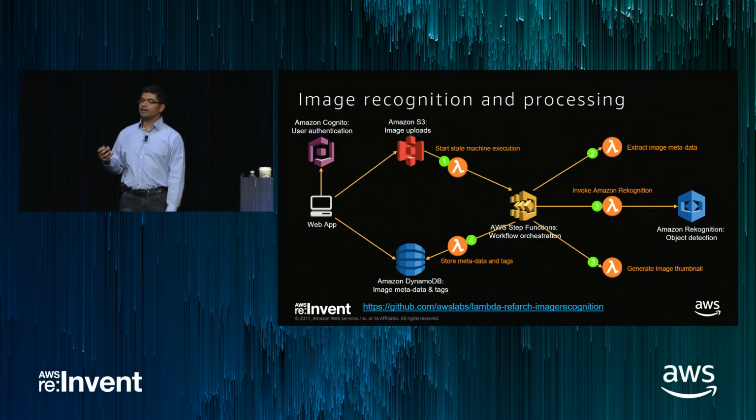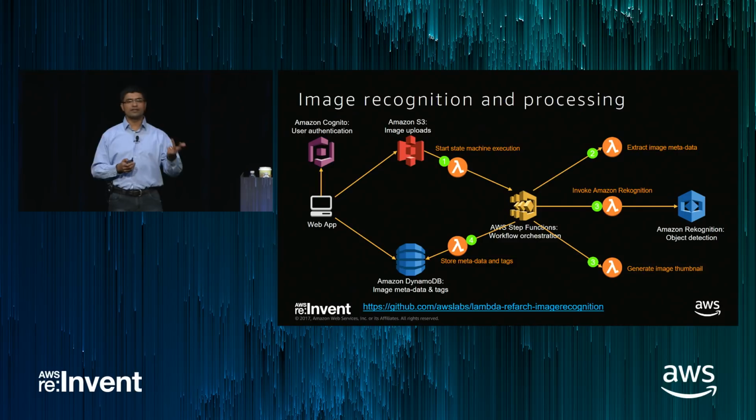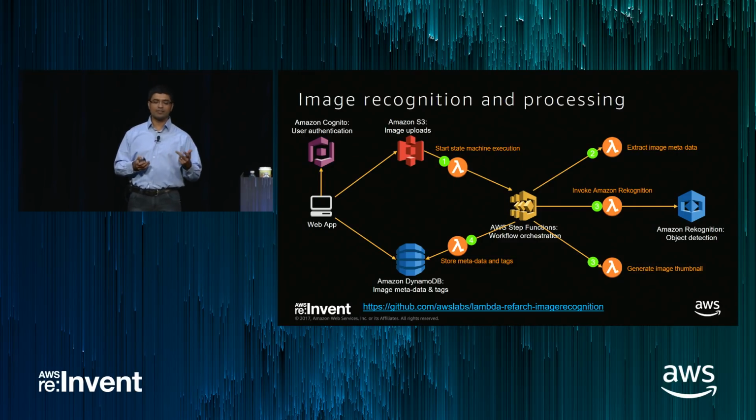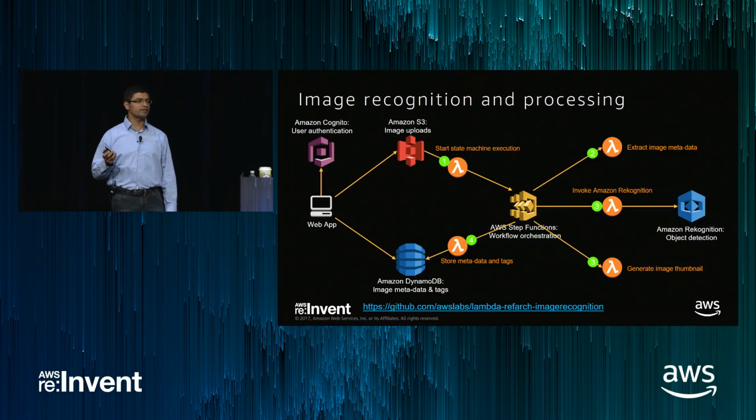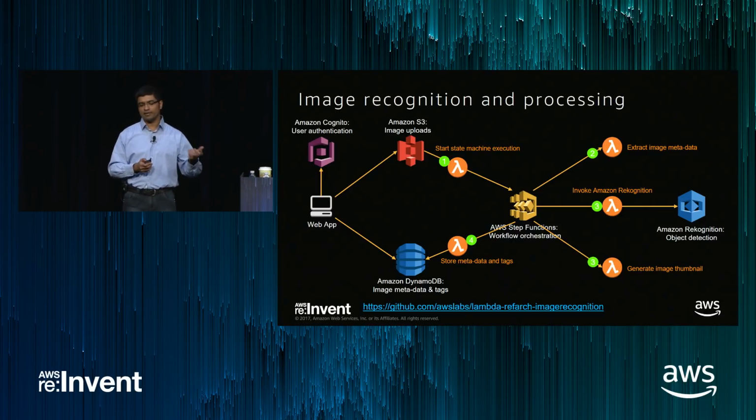So the end result of that is when the user refreshes their page after uploading an image, they see all the metadata, they see a thumbnail, and they see the object tags that were seen in the image. So this is an example. It's actually part of our reference architectures for image processing. And you can use this pattern to extend it to do other things that you want to do upon events.